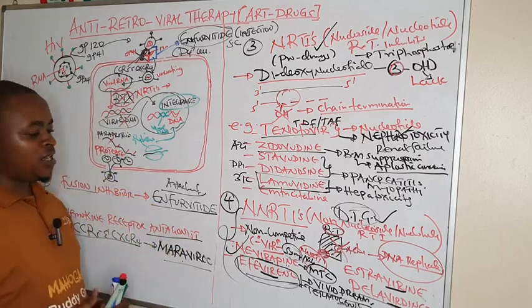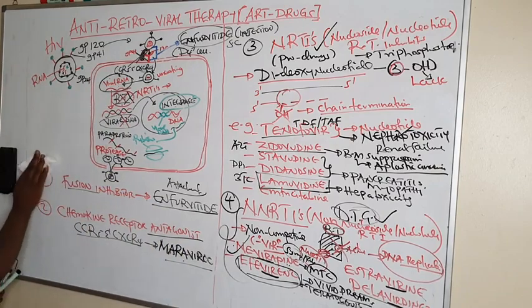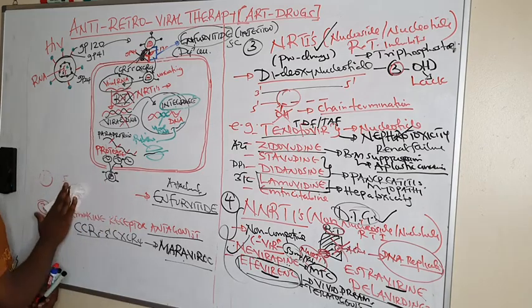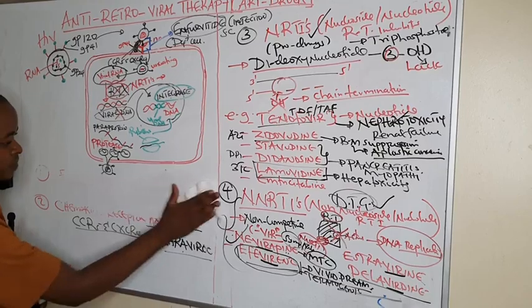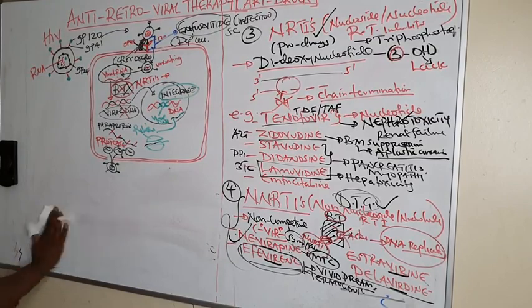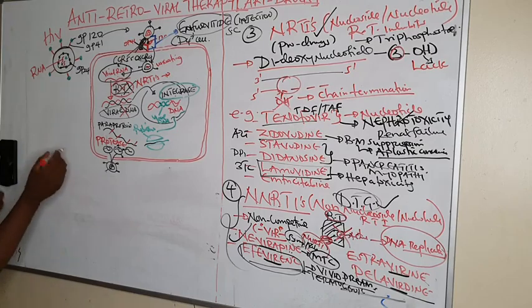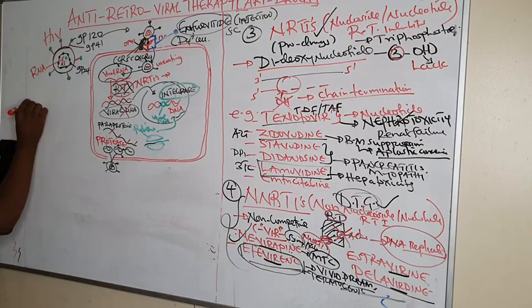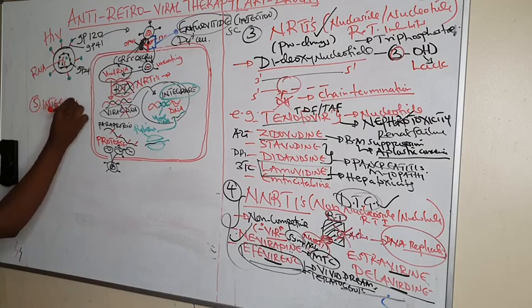So the second last type of drug we are going to use in this session is what we call protease. We are going to begin with integrase inhibitors. So we are going to have another type of antiviral drug known as integrase. This is number 5. Integrase inhibitors.